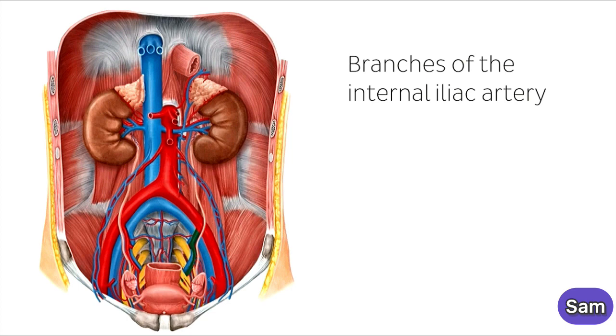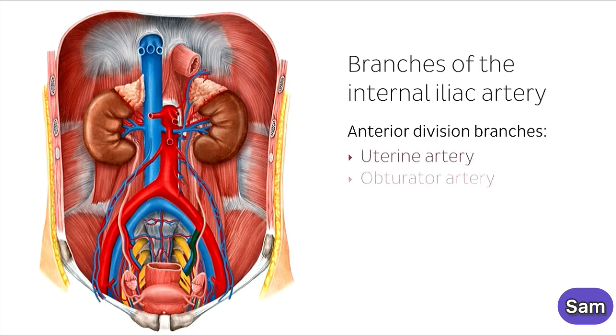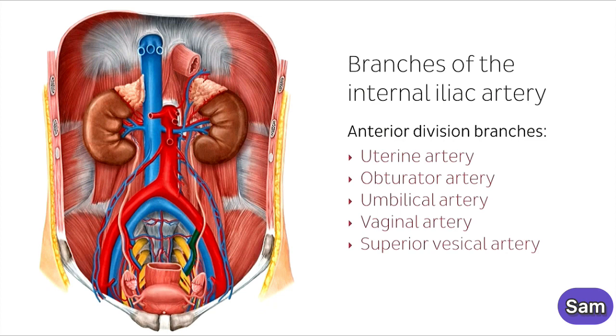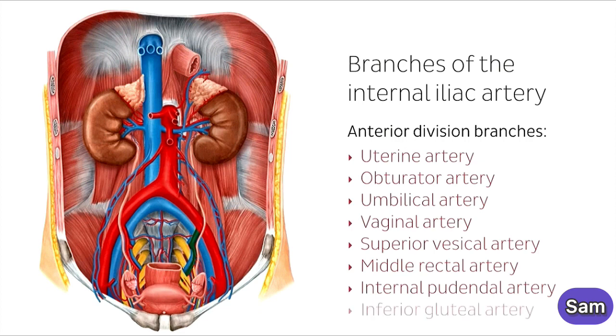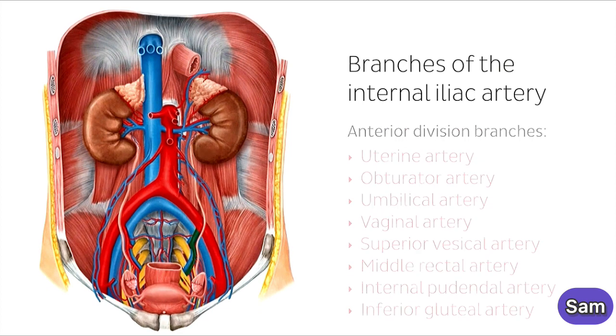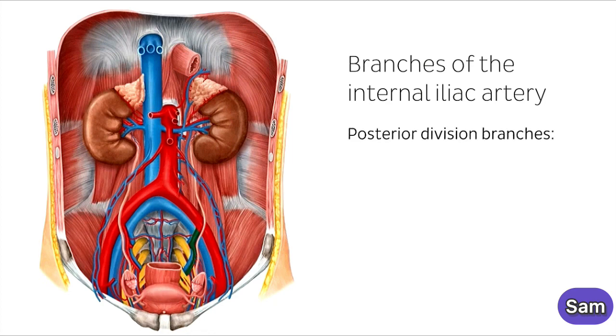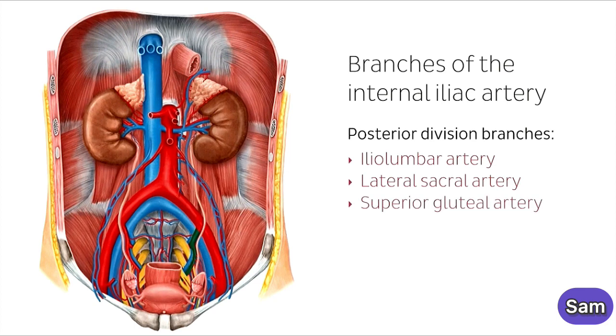The branches of the anterior division of the internal iliac artery are the uterine artery, the obturator artery, the umbilical artery, the vaginal artery, the superior vesical artery, the middle rectal artery, the internal pudendal artery, and the inferior gluteal artery. Then we have the posterior division of the internal iliac artery. Luckily, there are only 3 branches to remember for this division, and those are the iliolumbar artery, the lateral sacral artery, and the superior gluteal artery. As we can see, there are a lot of branches to remember, especially when we're looking at the anterior division.